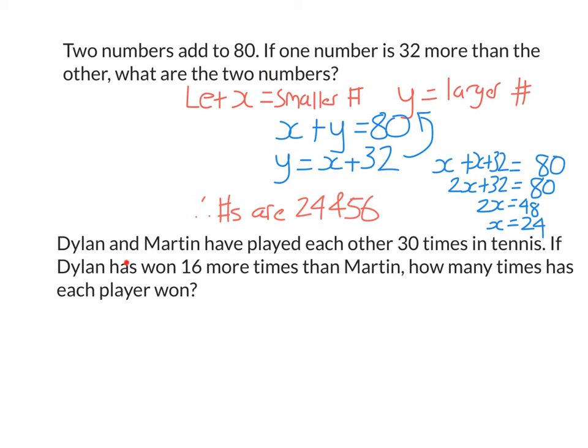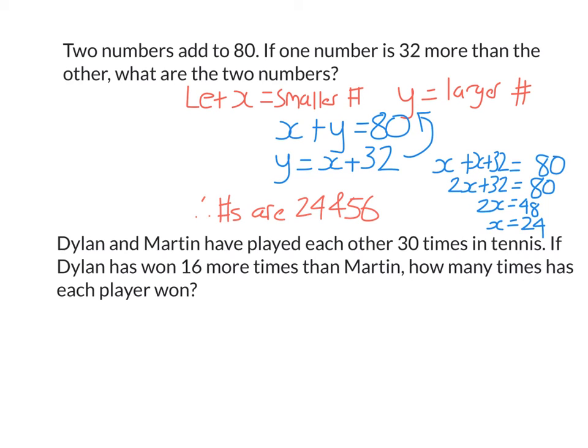So let's go through this second worded problem here. Dylan and Martin played each other 30 times in tennis. Dylan's won 16 more times than Martin. How many times has each player won? This is appropriate for simultaneous equations because once again we are finding two quantities. How many times Dylan's won, how many times Martin has won.